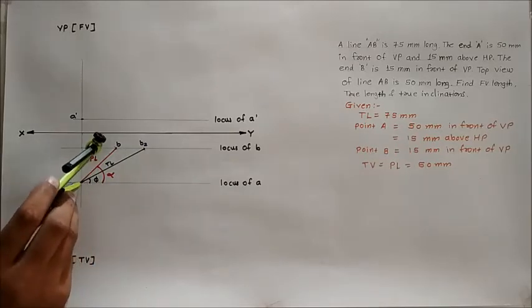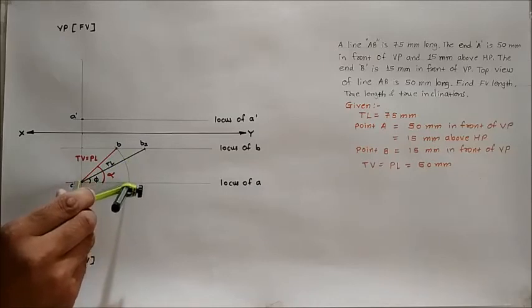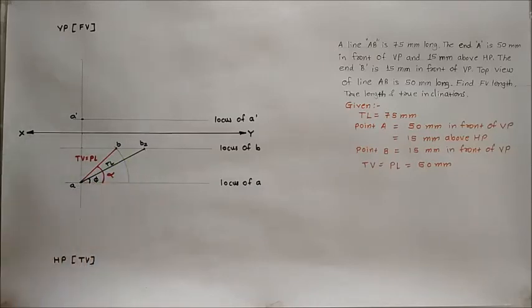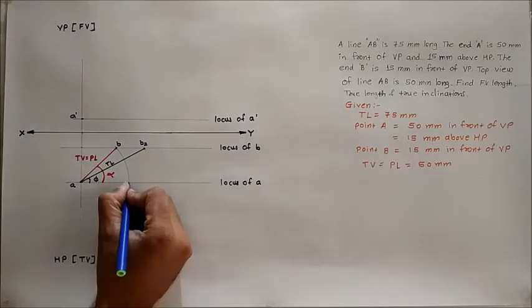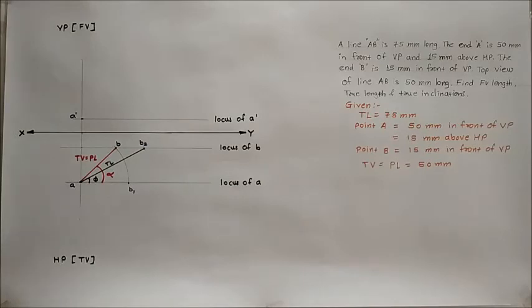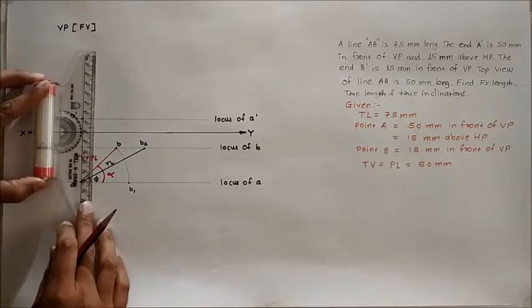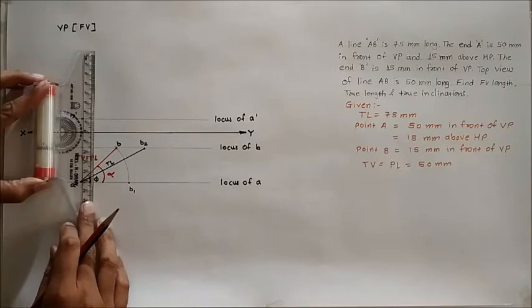The another methodology is to take the distance equal to plan length in your compass. Keep your compass at point A and rotate that point B till it meets with the locus of point A. Give the nomenclature to that point as a point B1. Then draw a line which is perpendicular to the XY line, and it should start from point B1. It is a projection line.